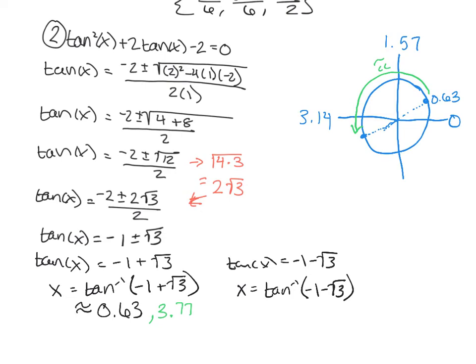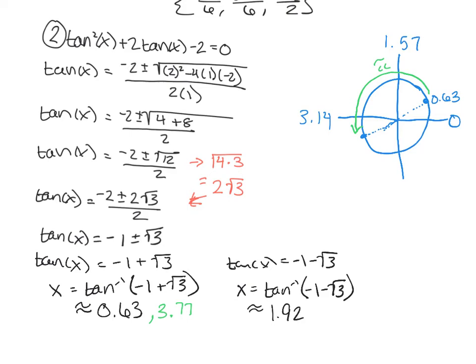So taking a look at our other option, if I do tangent inverse of -1 minus the square root of 3 into my calculator, which should be set to radians. Sorry, I should have said that. It should be set to radians. When I plug that into my calculator, I get about, what do I get? 1.92. But again, that only gives me one answer.